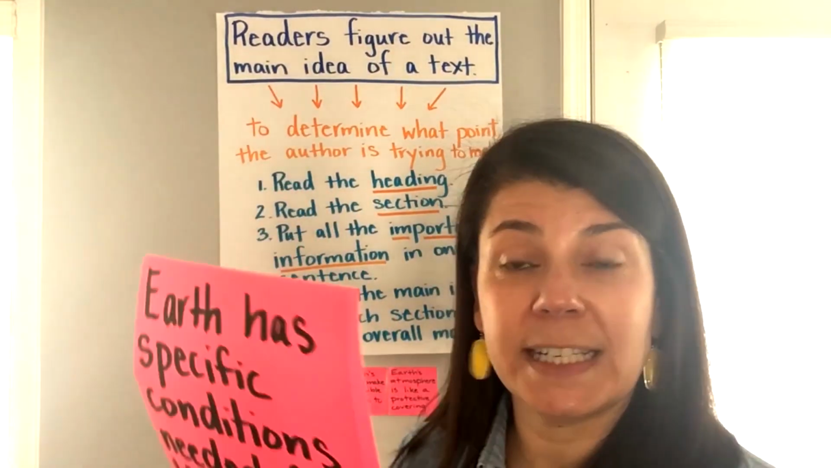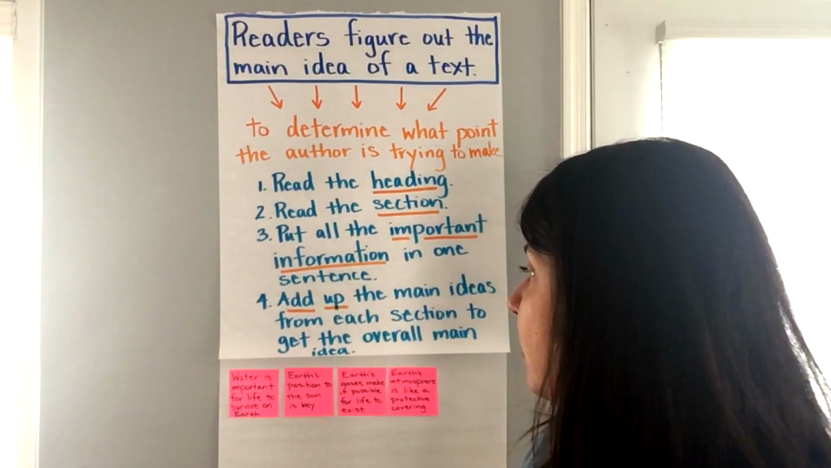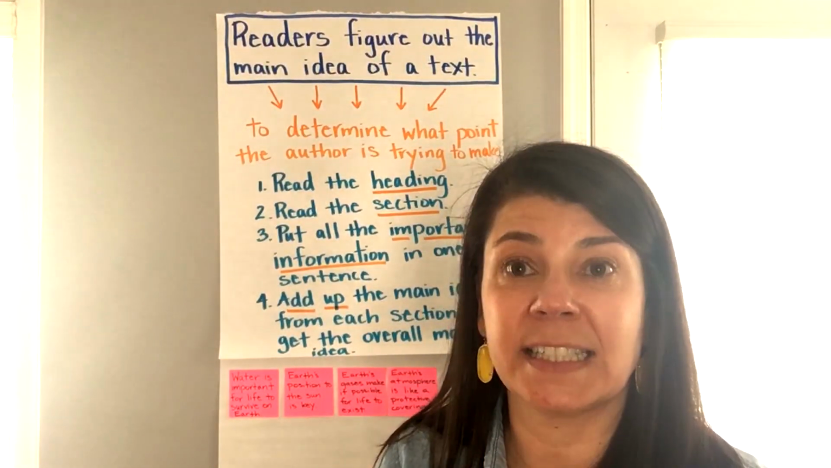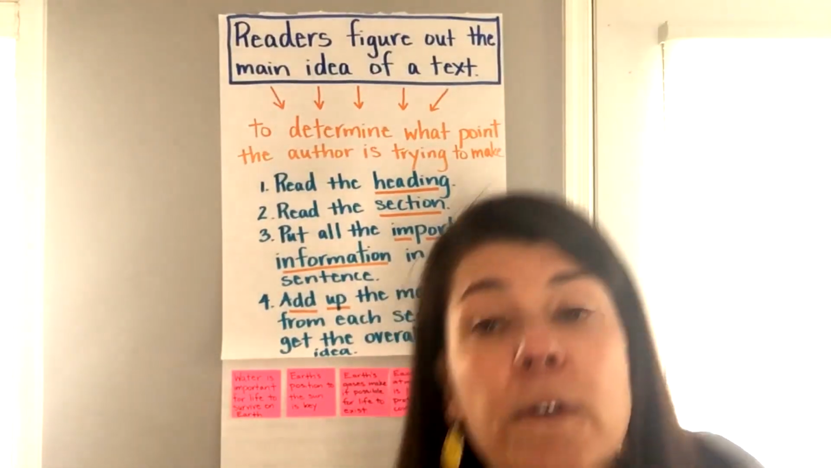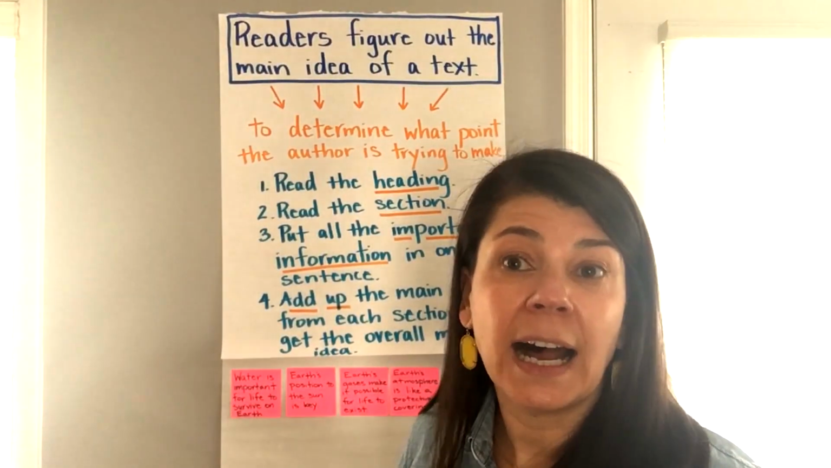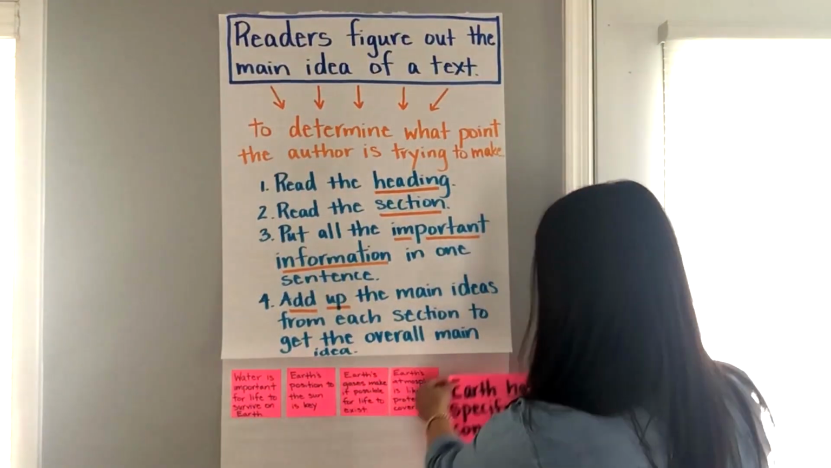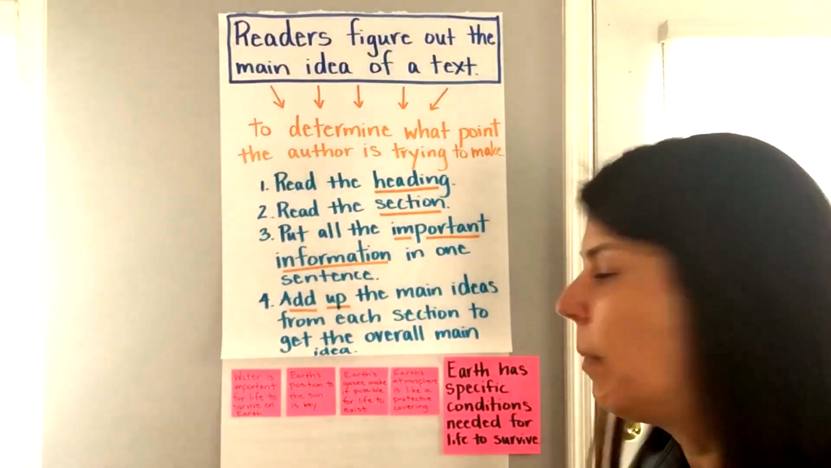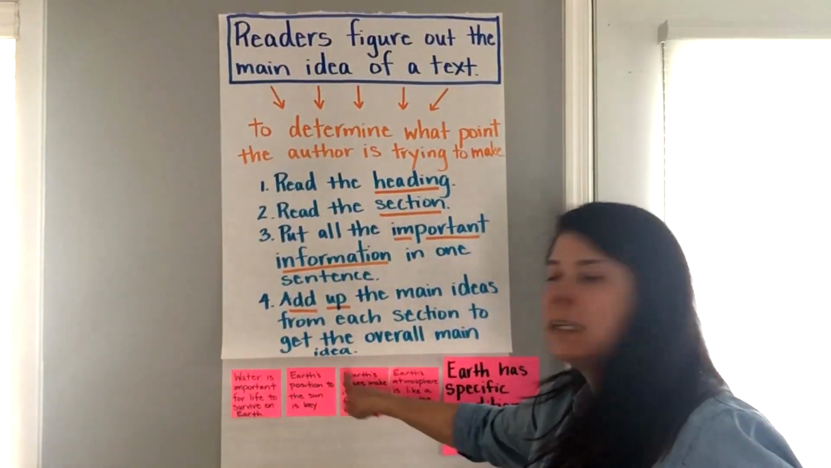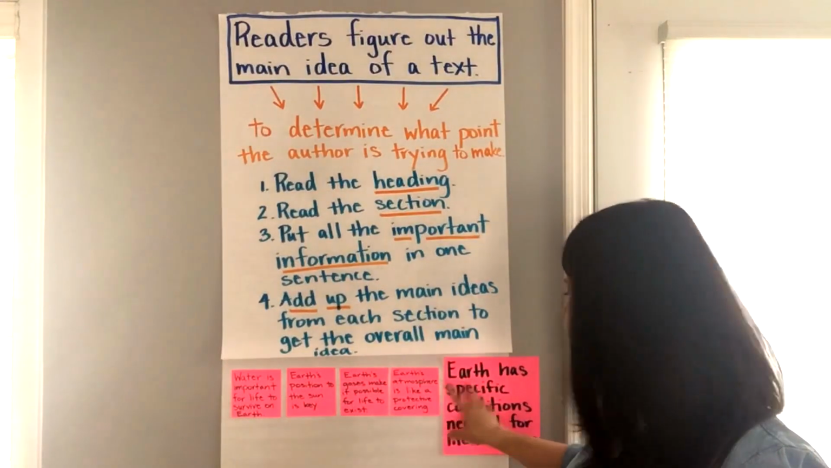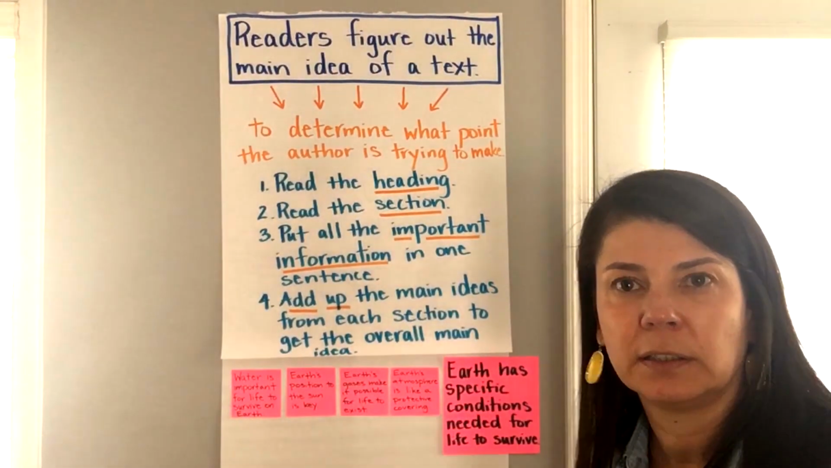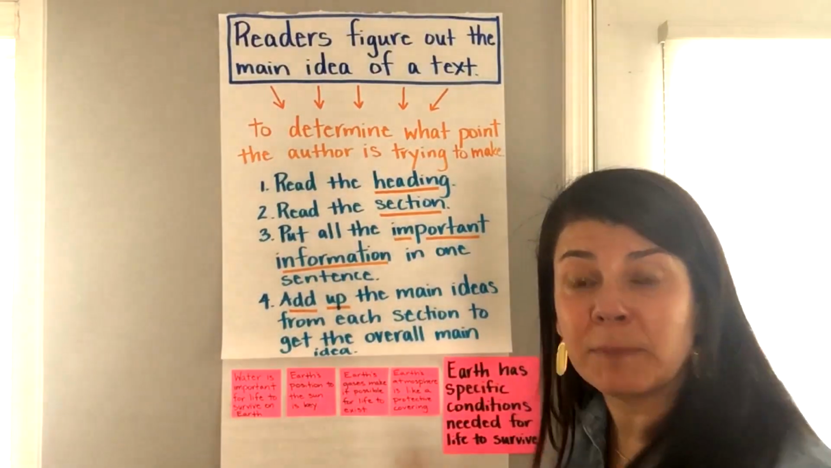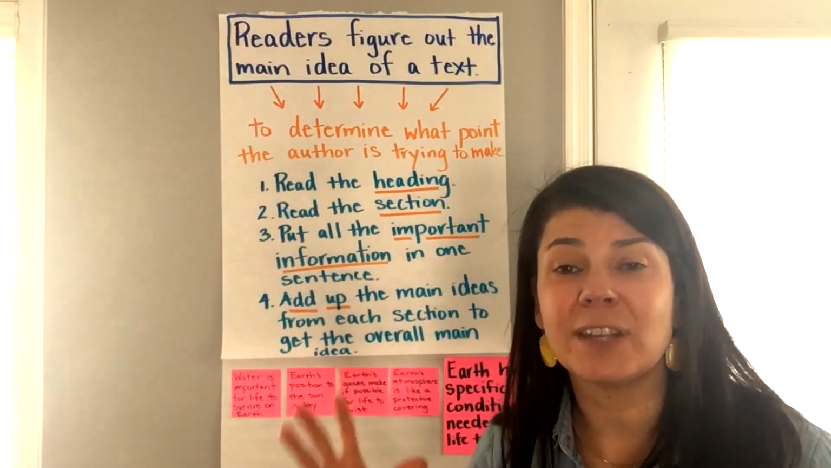Okay, so did you see how I did that? When we're thinking of water, the atmosphere, the gases, those are all the conditions that are needed for life to survive on Earth. So I added up all of these smaller main ideas in each section to get to the main idea of the chapter, okay? Now, you could always pull all the chapter main ideas and come up with a main idea for the entire book.